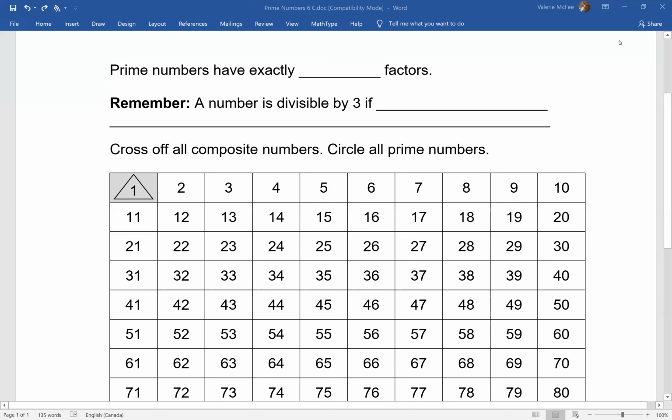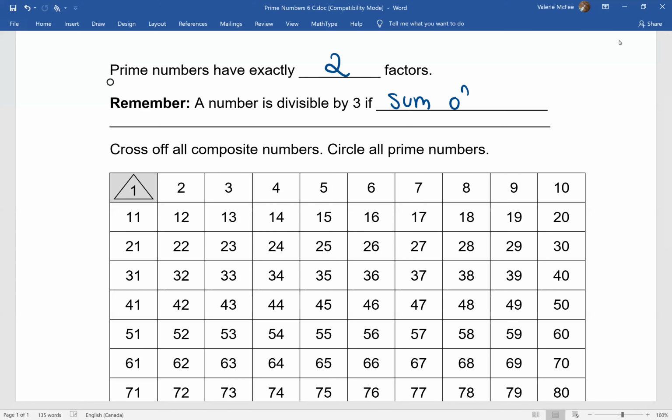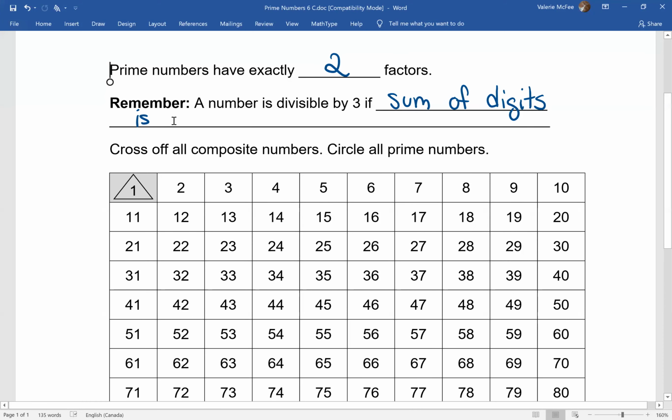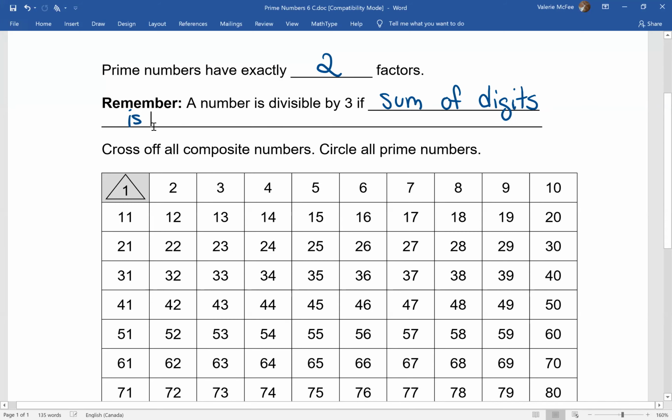We remember that the definition for prime numbers is that they have exactly two factors, 1 and itself. I also said in the lecture that a number is divisible by 3 if the sum of the digits is divisible by 3. So you add up the sum of the digits, and if that sum is divisible by 3, then you know that the number itself is divisible by 3.